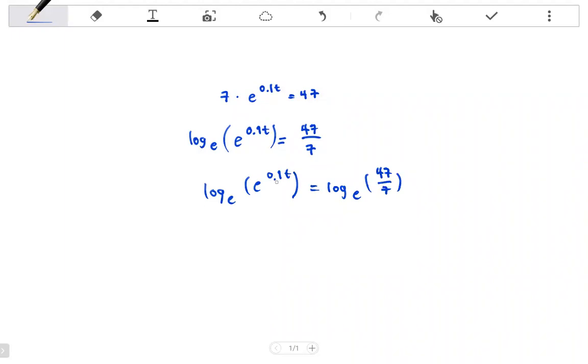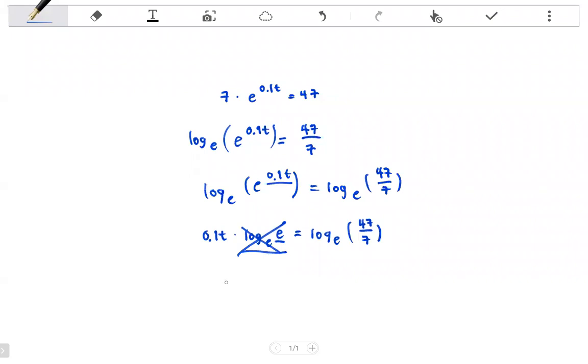And from here, we have a case where we have an exponent. So if we take the exponent outside, using one of our properties, we can rewrite this whole thing as 0.1t times log base e of e over log base e of 47 over 7. One other rule is that if we have a base and this number is the same, it's the same thing as 1. So we can just cross that out, leaving 0.1t on one side.